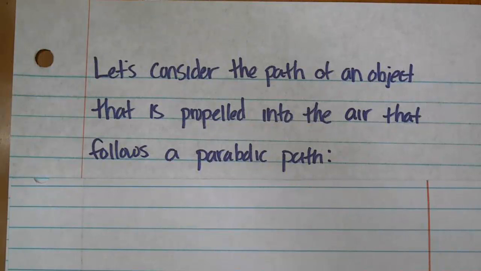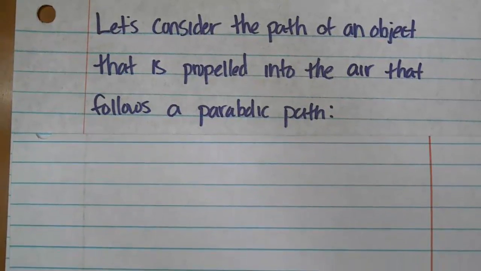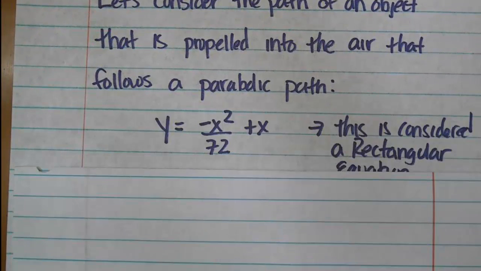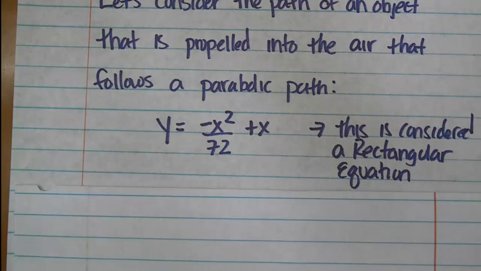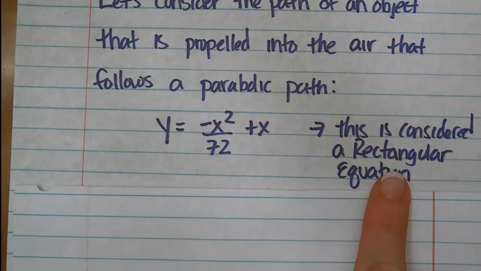Why don't we consider the path of an object that is propelled into the air and follows a parabolic path? I'm going to give you the equation y equals negative x squared over 72 plus x. We consider this to be a rectangular equation.